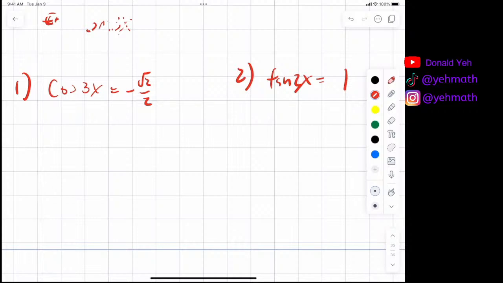Basically, it just comes down to how to add fractions. People are going to fail at how to add fractions. I really don't know what to say.